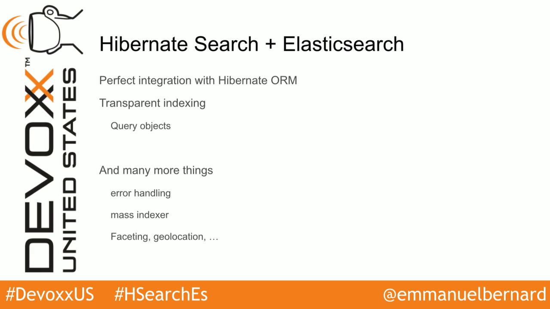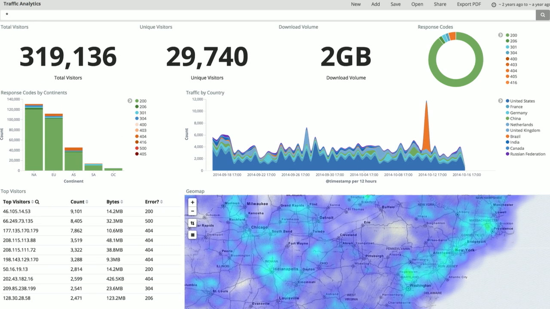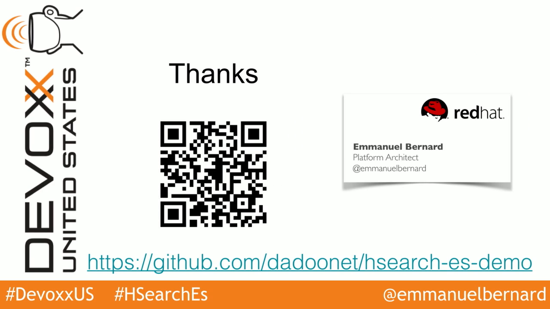Faceting, geolocation, lots of goodies. And of course, because it's a regular Elasticsearch index, you can do native queries and play with the higher level things like Kibana and whatnot. So you get all of the goodies from those two tools and bring those two universes into one coherent one. So yeah, have a look at the demo.